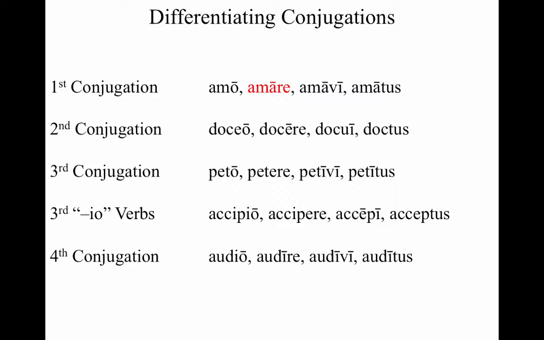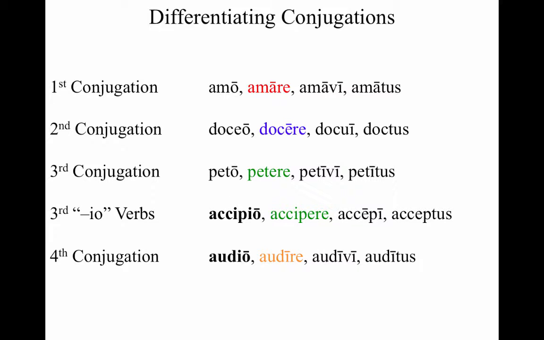in long are. Second conjugation, doceo, docere, go to the infinitive again, it always ends in a long ere. Third conjugation, whether it's regular or io, will always end in a short ere. And fourth conjugation always ends in a long ire. You'll notice that third io verbs and fourth conjugation verbs both end in io in that first principal part. And because of this, they're going to share some similarities in form.